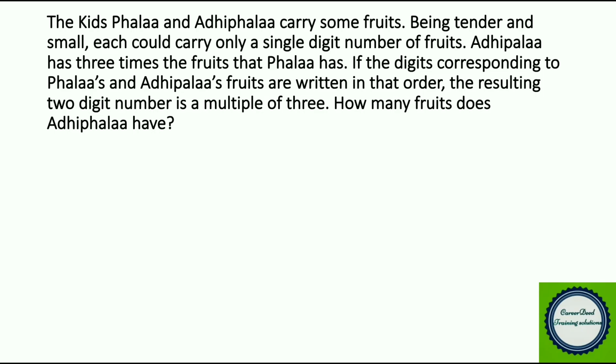Okay, so here we can use a shortcut, right? We don't need to go with the traditional method because you have a hint here. Adipala has 3 times the fruit that Pala has. So we have 2 people, Adipala and Pala, and Adipala has 3 times the fruit that Pala has, so 3x is to 1x. So you can go with the trial and error method. They said being tender and small, each could carry only a single digit number of fruits.